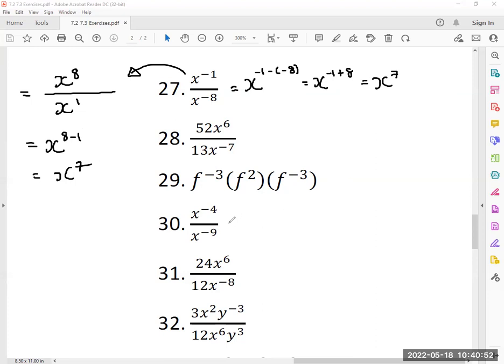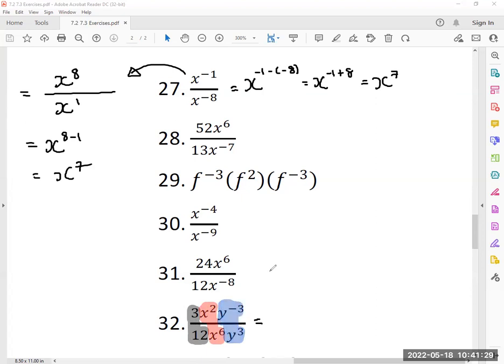How about this next one? Actually, would this one be better? No, number 32. Take a look at number 32. Ooh. Don't be fooled, everyone. 3 is going to be working with the 12. The base of x is going to work with the base of x to simplify. And then the y is going to work with the other y to simplify.